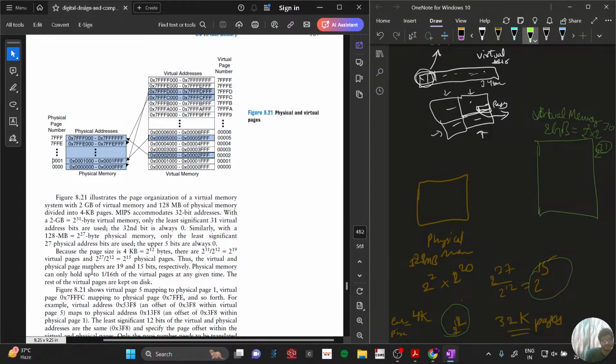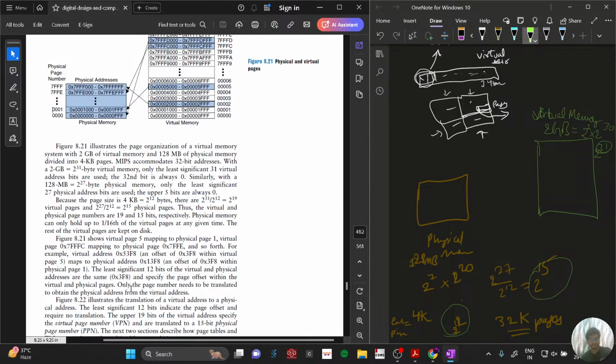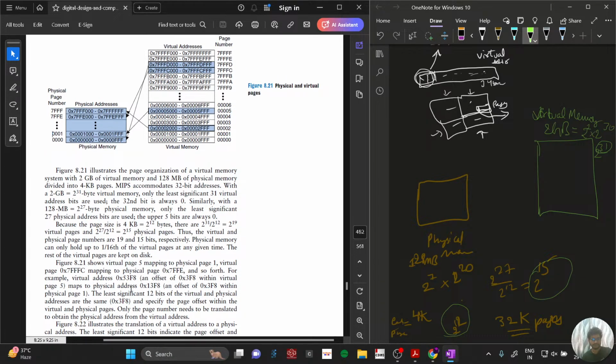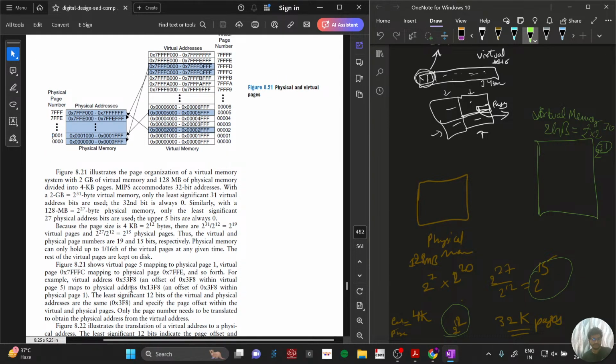Physical memory can only hold up to 1/16th of the virtual pages at any given time. The rest of the virtual pages are kept on the disk. Figure 8.21 shows virtual page 5 mapping to physical page 1.